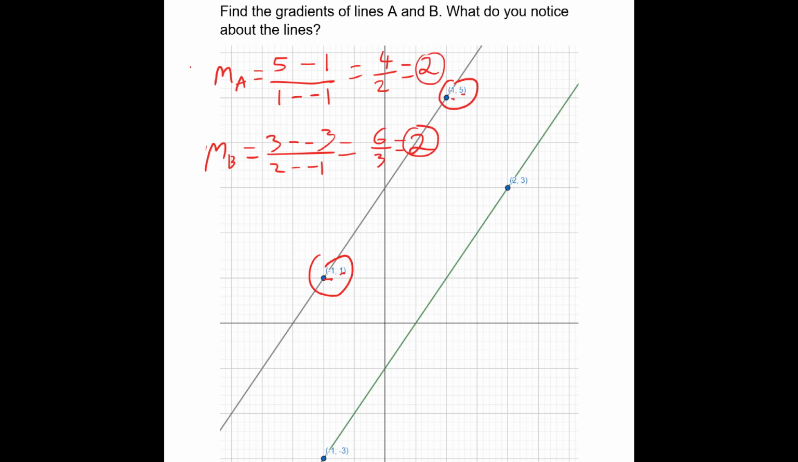And just looking at the lines now, we should notice that these lines are parallel. Remember, gradient just means the slope of a line. So if two lines have the same slope, they should have the same gradient. And if two lines have the same gradient, they've got to be parallel lines, as shown.